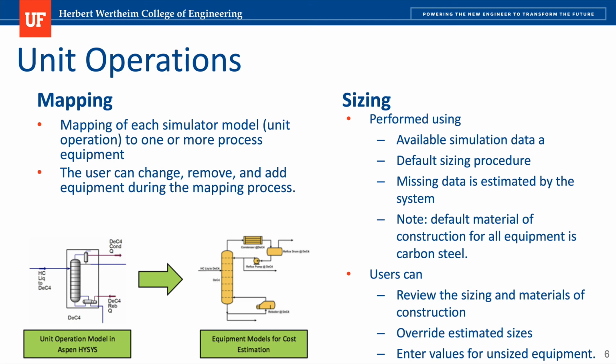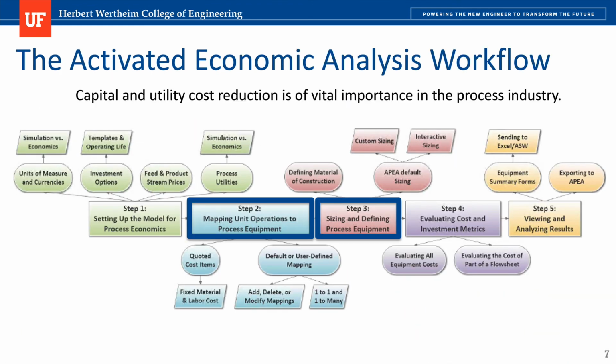The user can review the sizing and materials of construction, override estimated sizes, and enter values for on-site equipment. There's equipment that you want to add into the simulator to do the total cost, but maybe in your design you don't have it because it's already available in the process. So you can also do costing of things that you haven't simulated. That's also something useful about the software.